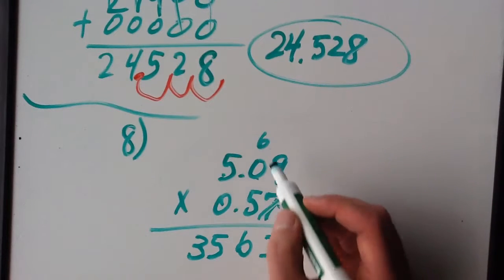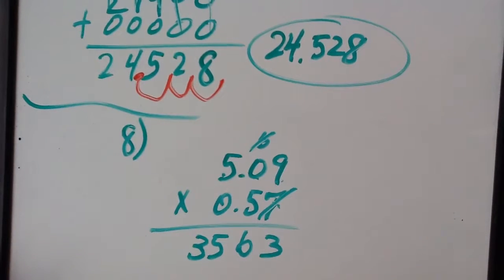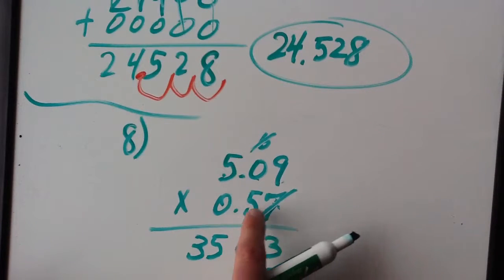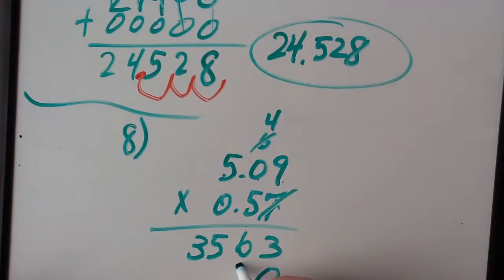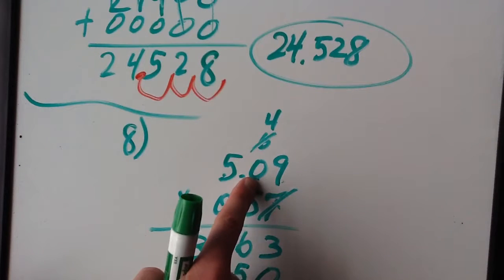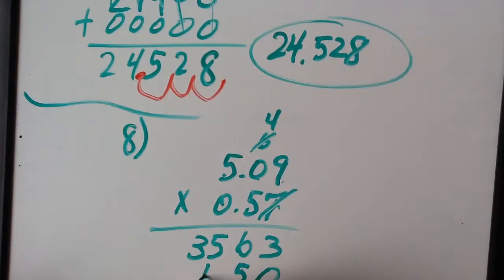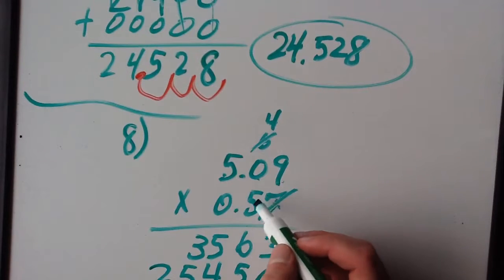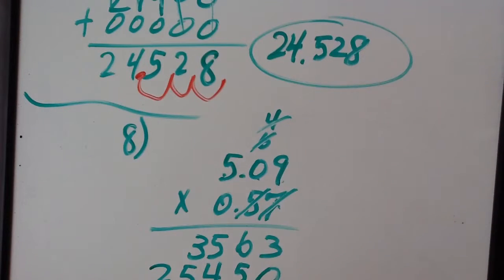I've already used that 7. I've already used that 6. Add a 0 on the second row. Go on to your next digit. 5 times 9, that's 45. 5 times 0 is 0. Plus 4 is 4. 5 times 5, that's 25. So my second row of digits, 2, 5, 4, 5, 0. I've already used that 5. I've already used that 4.